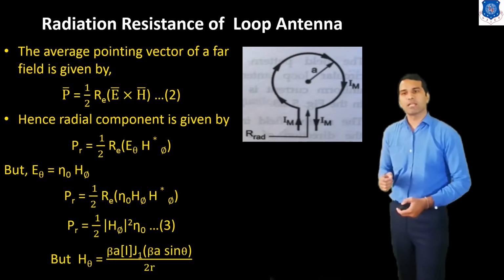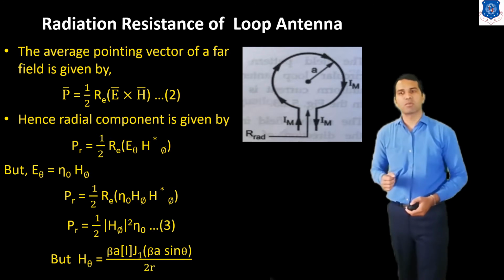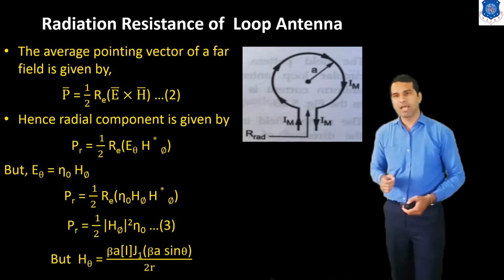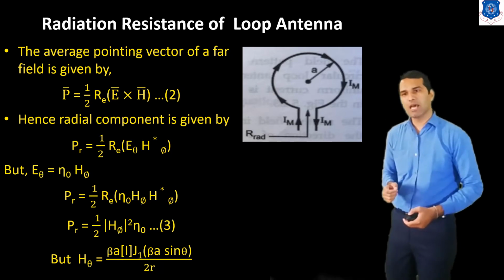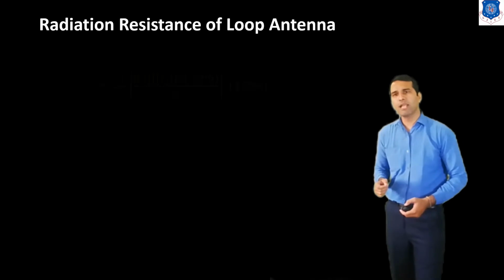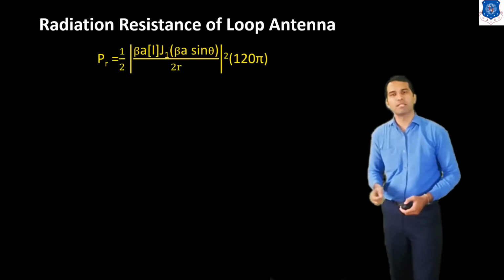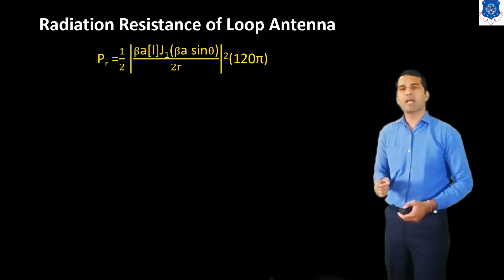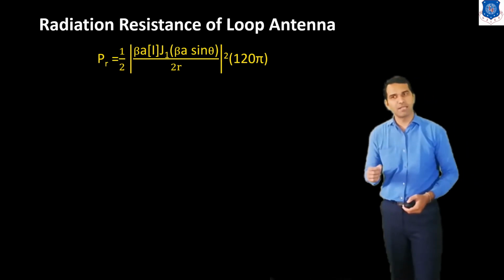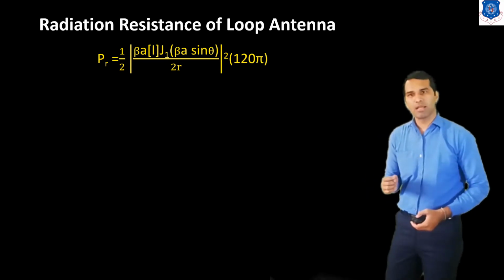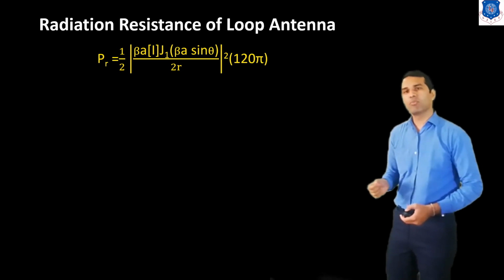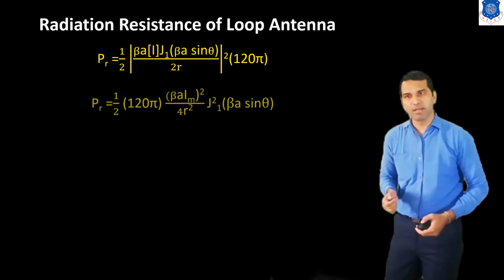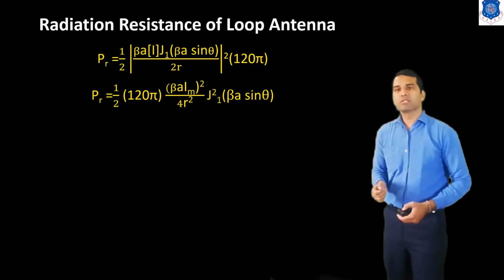In the last equation we derived the expression for H theta, so H theta is equal to beta A I J1 beta A sin theta upon 2R. Now we put the value in this equation. So we can write 1 by 2 into beta A I J1 beta A sin theta upon 2R, whole square, into 120 pi. Here we have put the value of eta 0, and the eta 0 value for free space is 120 pi.